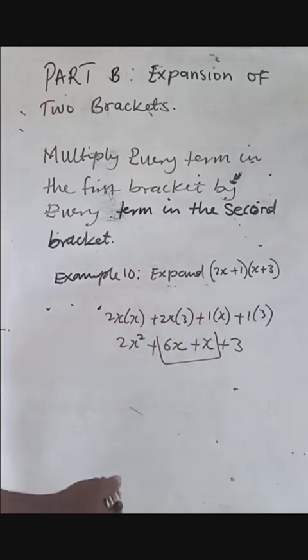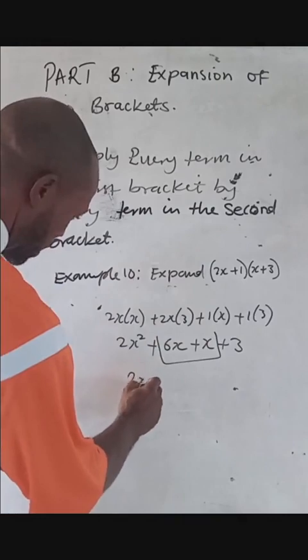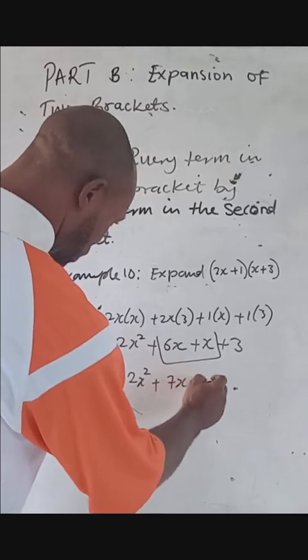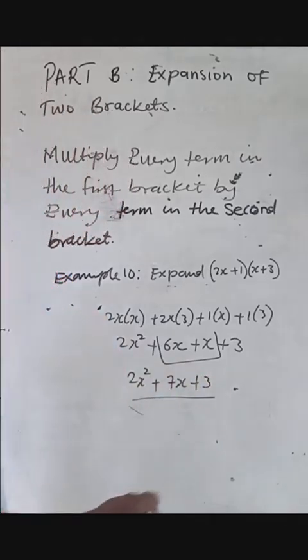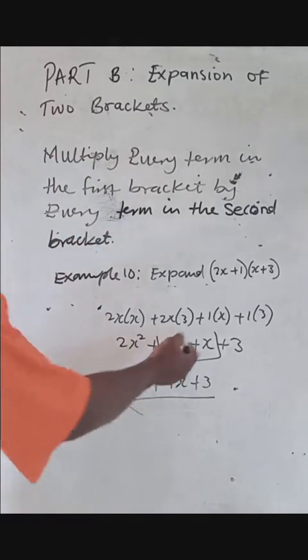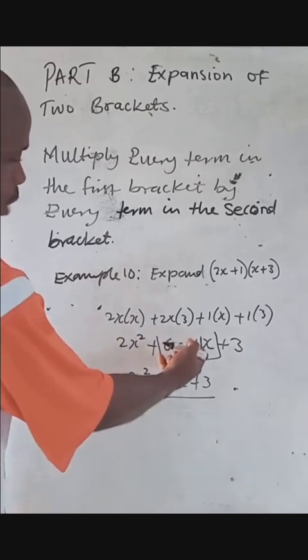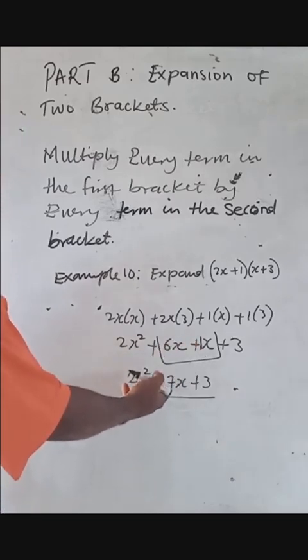6x plus x, because they are like terms, is 7x, plus 3. This is 7x because there's an imaginary 1 here. So the imaginary 1 plus 6 is 7.